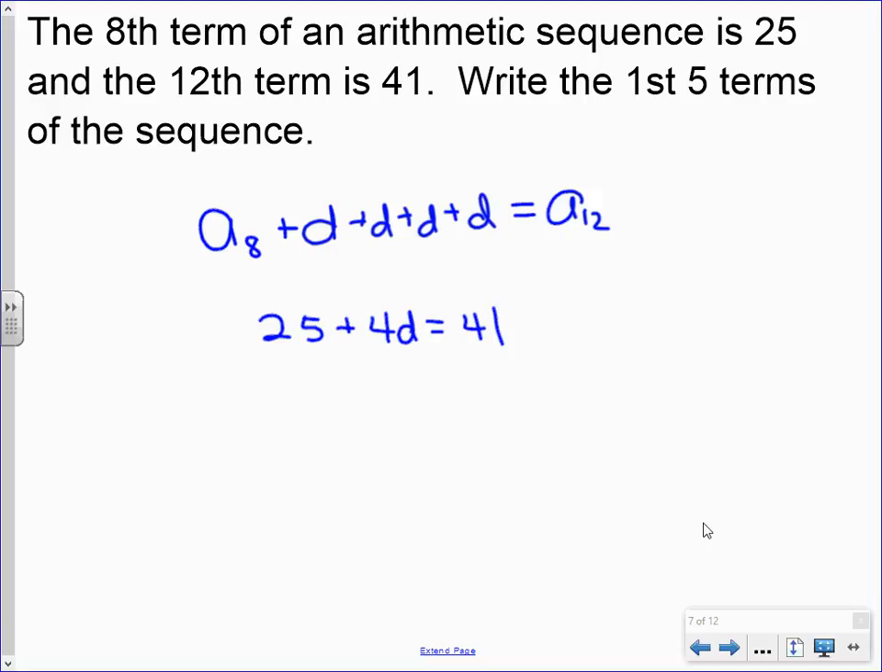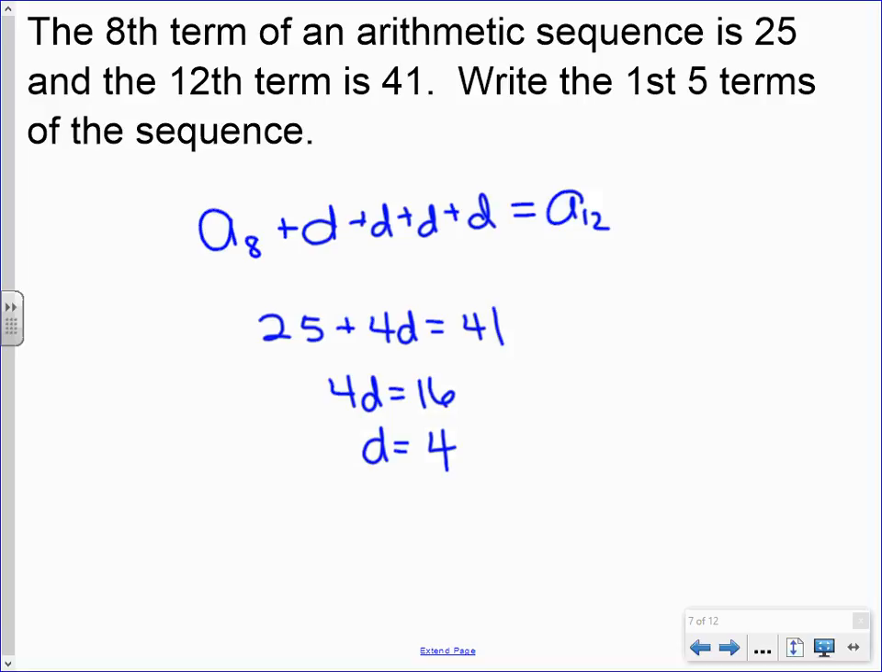So like Darby said, we're going to take the difference between the terms. 41 minus 25 would be 16. And then we'll take that divided by the difference in how many terms there are. So divided by 4. So our common difference is 4. Okay.